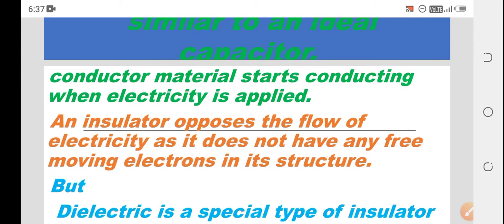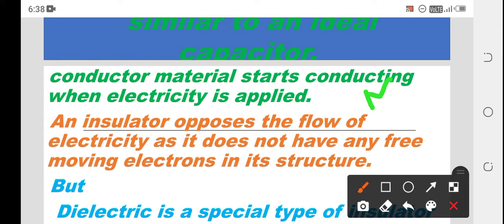We know that conductor material starts conducting when electricity is applied. An insulator opposes the flow of electricity as it does not have any free moving electrons in its structure. So what is a conductor? A conductor conducts electricity when applied. What are examples of conductors? All metals are examples of good conductors.